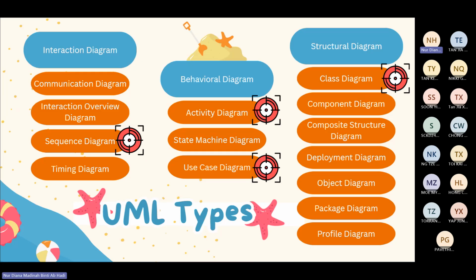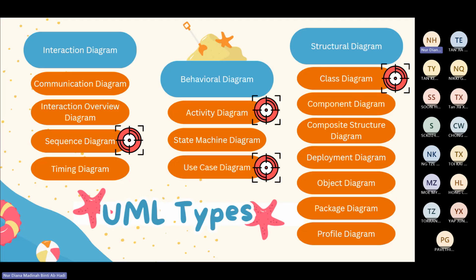So these are the subcategories for each of the UML diagram types. But the ones that I put a bullet point on are the ones that we will cover today. For interaction diagrams, we will cover sequence. For behavioral, we will cover two: use case and also your activity diagram. Structural is your class diagram.